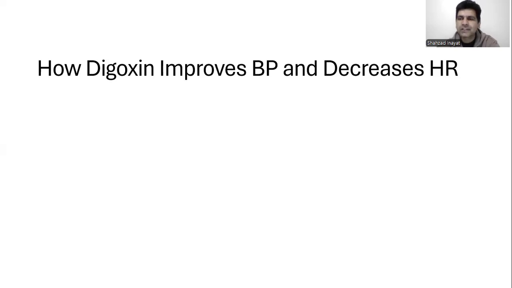One of my students asked me a question, and she's actually preparing for the NCLEX RN exam. The question was how, when we give patients with heart failure digoxin, their heart rate decreases and how the blood pressure improves with the use of digoxin. This question is related to the mechanism of action of digoxin, like how digoxin works in patients with heart failure.